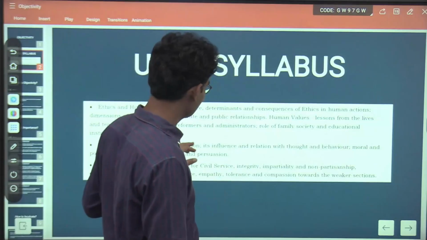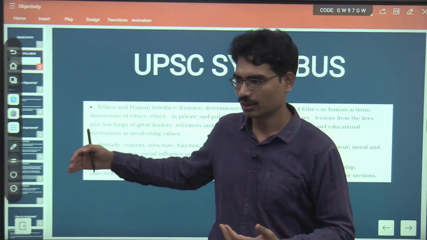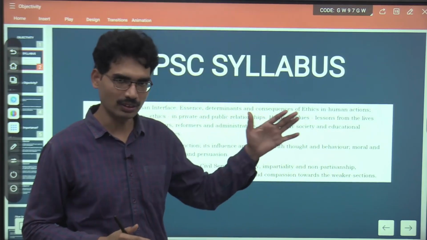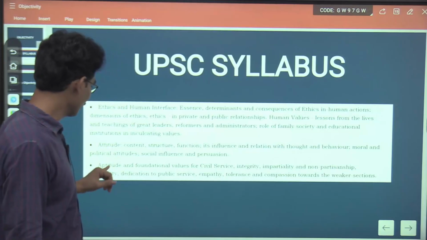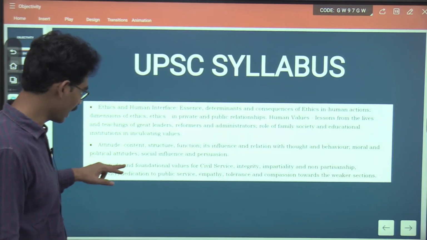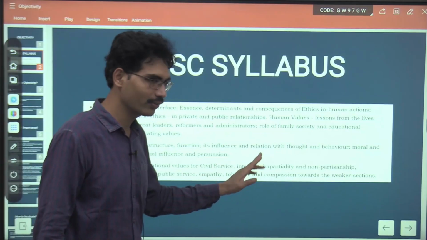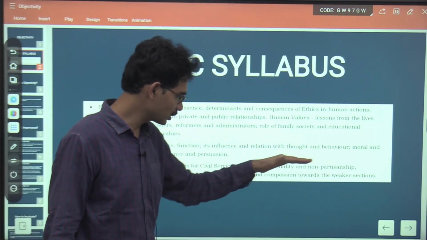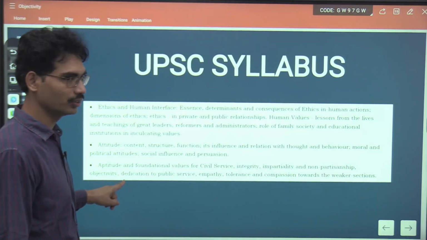This is the syllabus. As usual, we are trying to understand in which part of the syllabus this particular topic is given. Third one: ethics and human interface, attitude, and aptitude and foundational values. Many foundational values, integrity done, impartiality and non-partisanship done. Now we are doing objectivity.